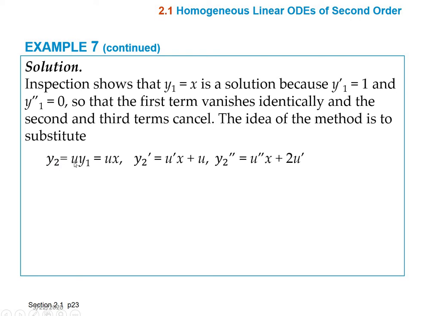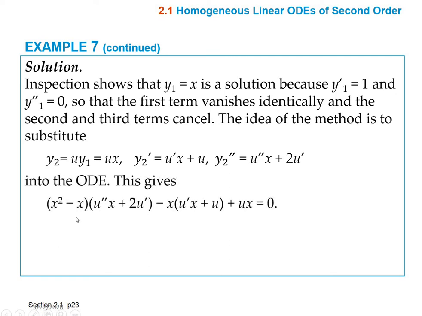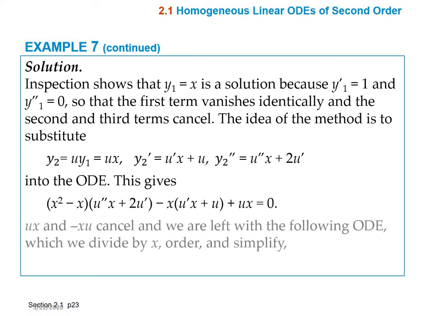So u is a function of x, y1 is given, and this is y2. Since we're assuming y2 is a solution, it satisfies the equation. So I'm going to find y2 prime and y2 double prime, and here we go. You have this term, this term, and this term. Substitute those in the equation, and this will give you this expression. Now I'm going to collect the terms, and you're going to find that some terms are going to be cancelled out.